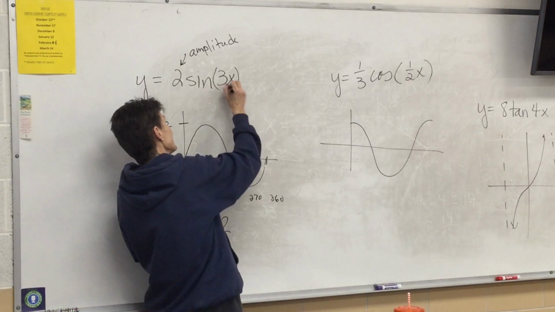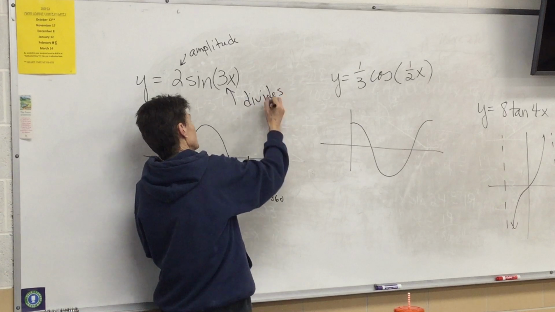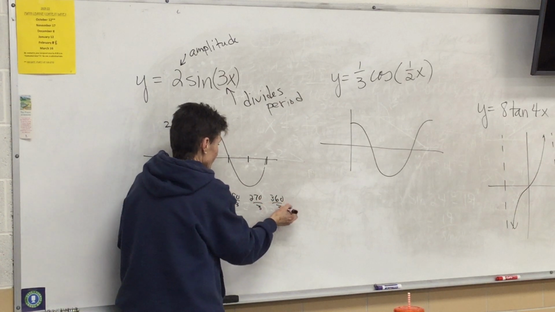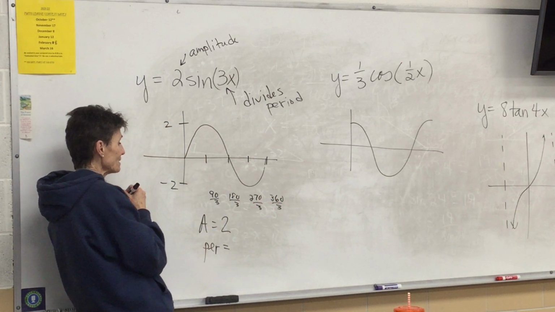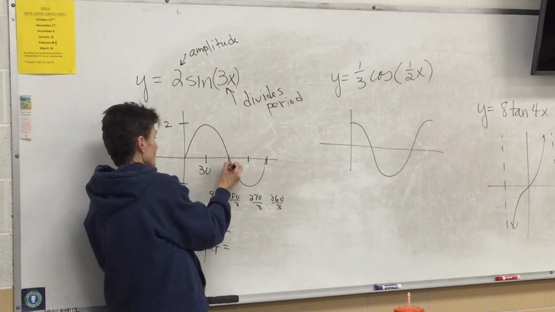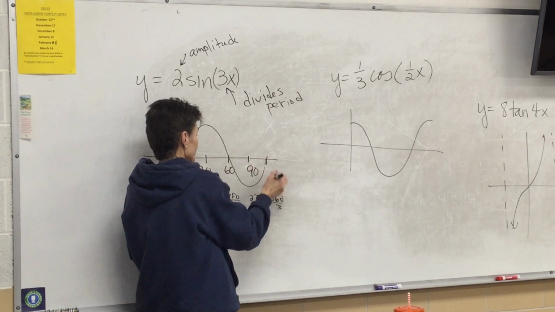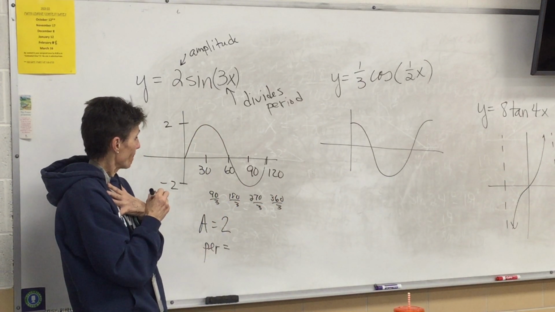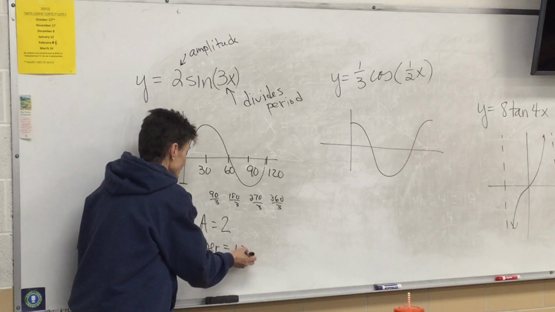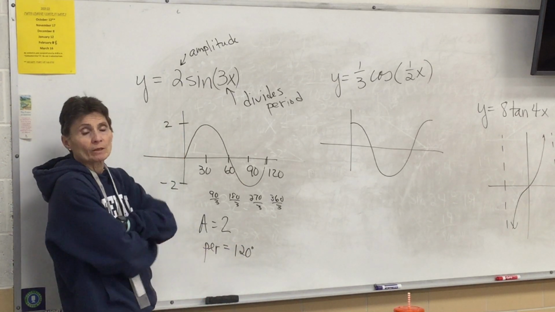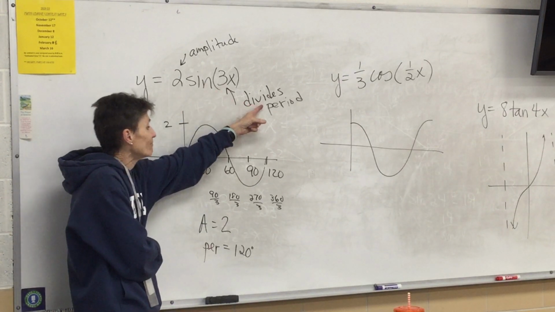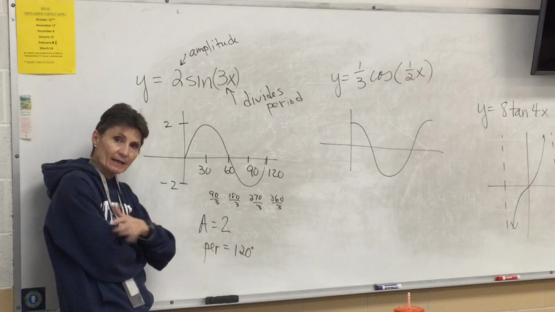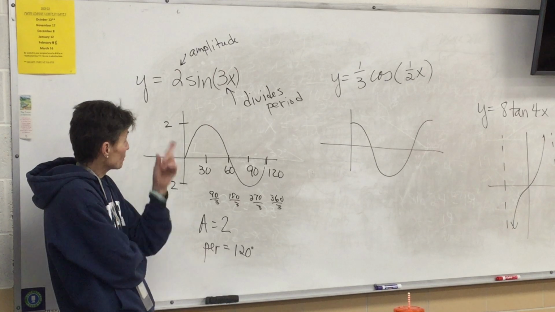We have divided them all by 3. So if we divide them by 3, we get 30, 60, 90, and 120. So our period is 120 degrees. This number divides the period. So start with your basic labels, 90, 180, 270, 360, and divide by 3 in this case.